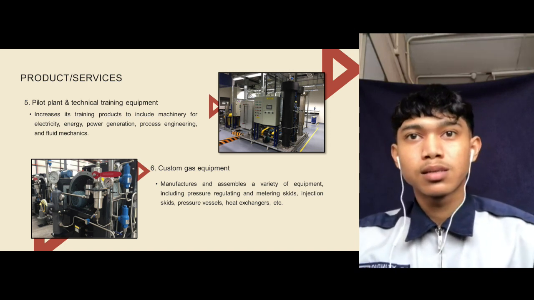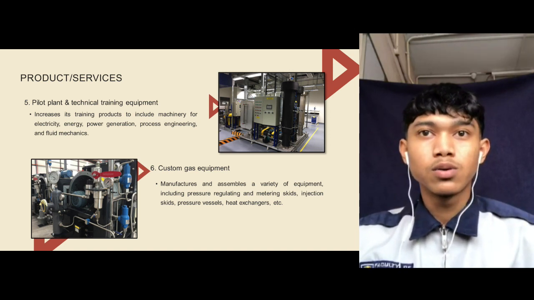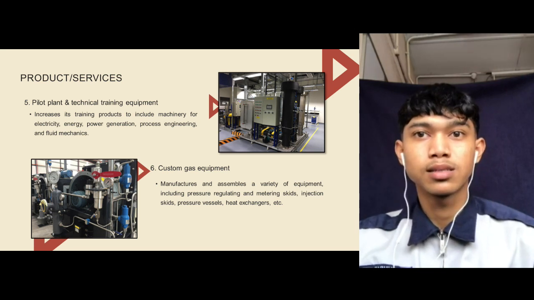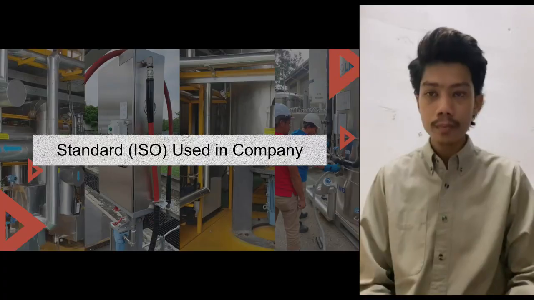The last one is custom gas equipment. For use in natural gas and industrial gas applications, ABA manufactures and assembles a variety of equipment including pressure regulating and metering skids, injection skids, pressure vessels, heat exchangers and others.